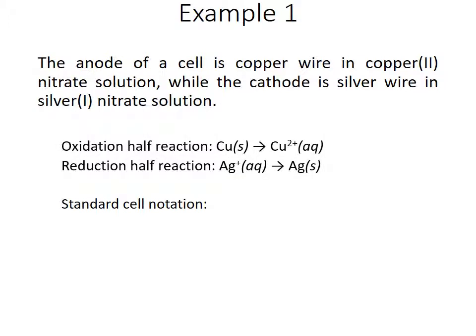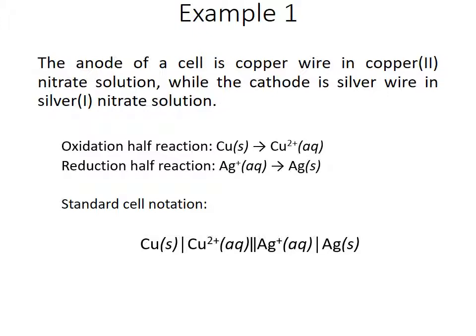Our oxidation half reaction, which is happening at the anode, is copper solid becoming copper 2 plus aqueous. And our reduction half reaction happening at the cathode is silver plus aqueous becoming silver solid. So if we put this all together in our standard cell notation following our rules, we've got copper solid, single divider line, copper 2 plus aqueous, double divider line, Ag plus aqueous, single divider line, Ag solid.